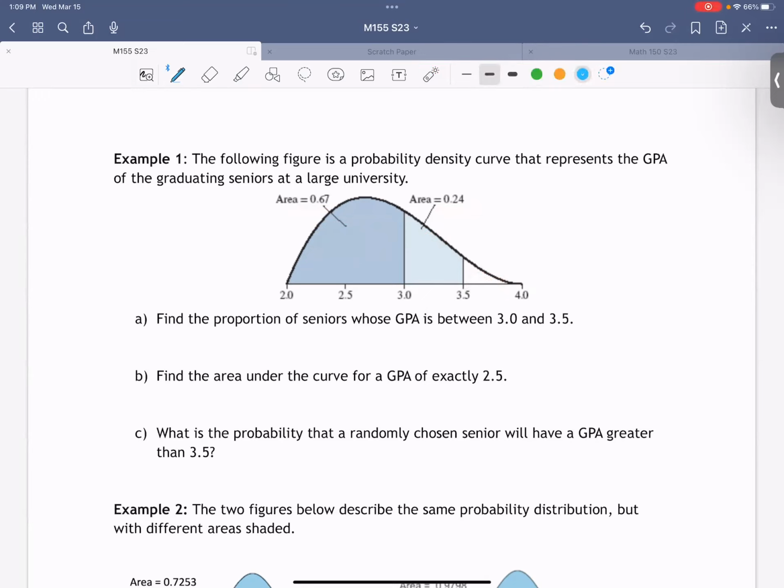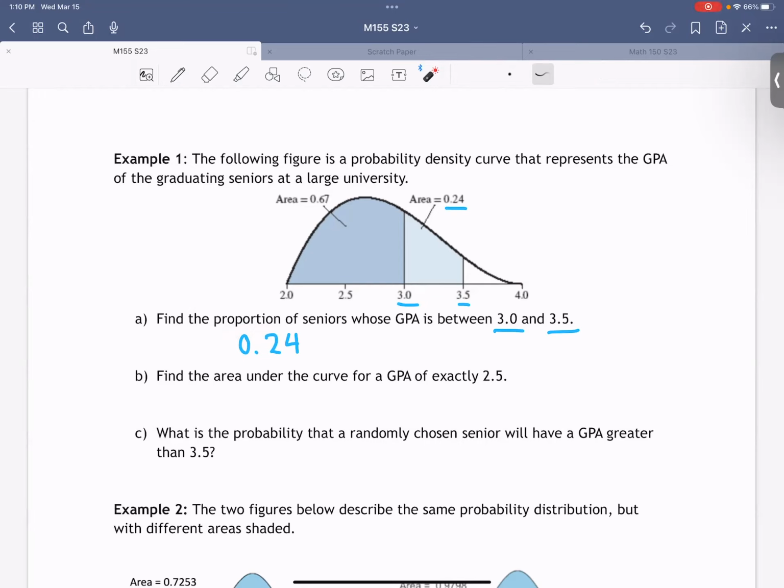Okay. Letter A. Let's say I wanted to find the proportion of seniors whose GPA is between 3.0 and 3.5. Can someone tell me what that area would be? 0.24, right? Because it literally has an arrow pointing to between 3.0 and 3.5. It says that area is 0.24. That's the answer. So this question asked for the proportion of seniors. If it asked for the probability that we chose a senior between those two, it would be the same thing. Proportion and probability mean the same in this section.